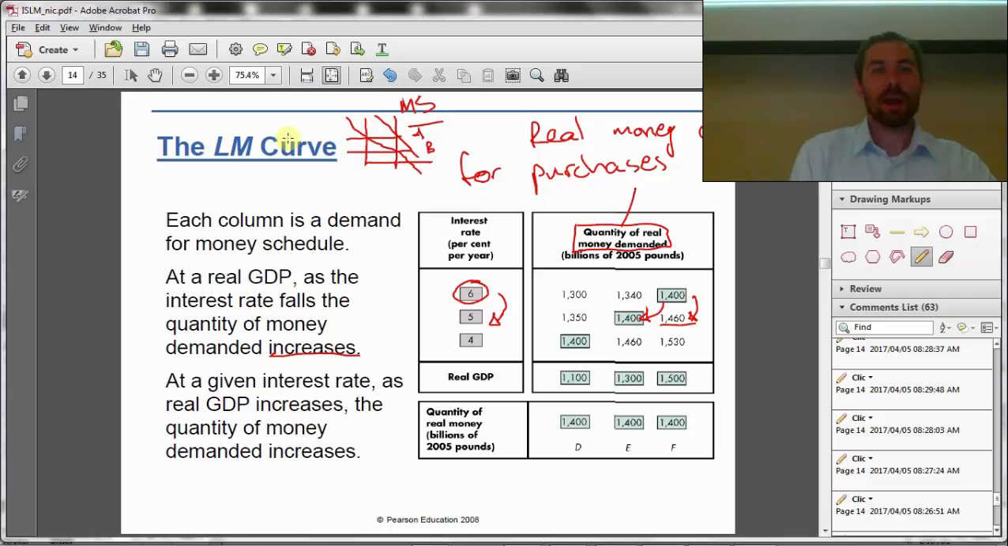what is happening in our LM curve? As the interest rate falls, the quantity of money demanded increases. Okay, so that's the relationship between interest rates and the quantity of money. However, at a given interest rate, as real GDP increases, the quantity of money increases. Okay? In other words, the reverse: as the real interest rate increases, real GDP increases, and the quantity of money increases. So, as real GDP increases, the quantity of money demanded increases. Okay?